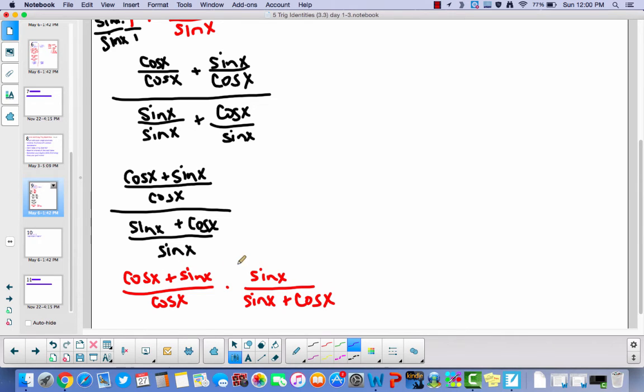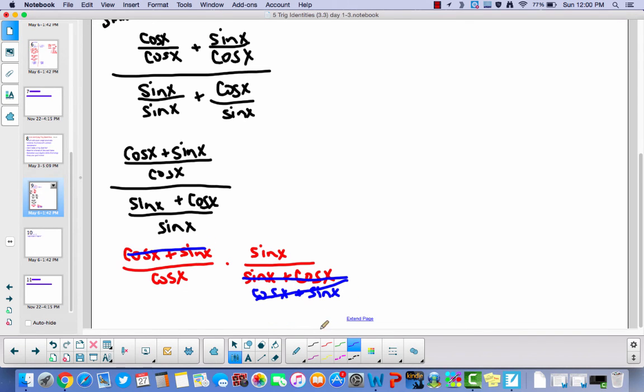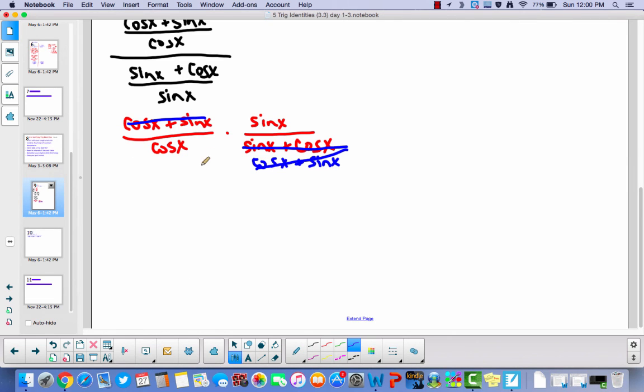Now I'm multiplying. I could distribute through, but I should see, oh look, I have cosine of x plus sine x, and I have sine of x plus cosine x. Remember, addition is commutative, so I could rewrite this as cosine of x plus sine x, and it doesn't change anything, just like 5 plus 3 is the same thing as 3 plus 5. And then I can cancel those, which leaves me with sine of x over cosine of x.